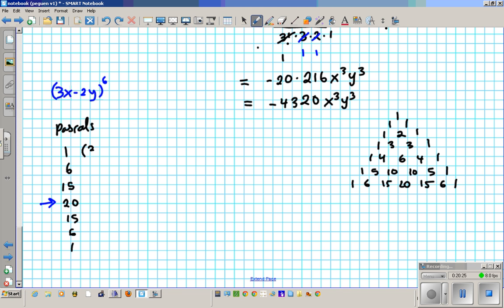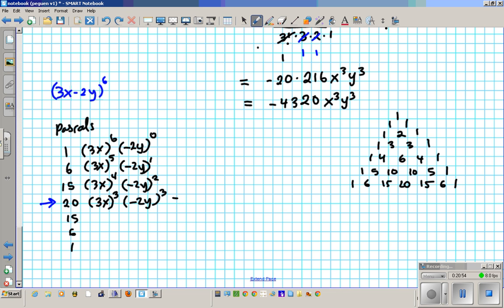So we have 3x, 3x, 3x, 3x, and then negative 2y, negative 2y, negative 2y. I'm stopping here because that's the middle term. So this one goes from 6, 5, 4, 3, and this one goes from 0, 1, 2, 3.